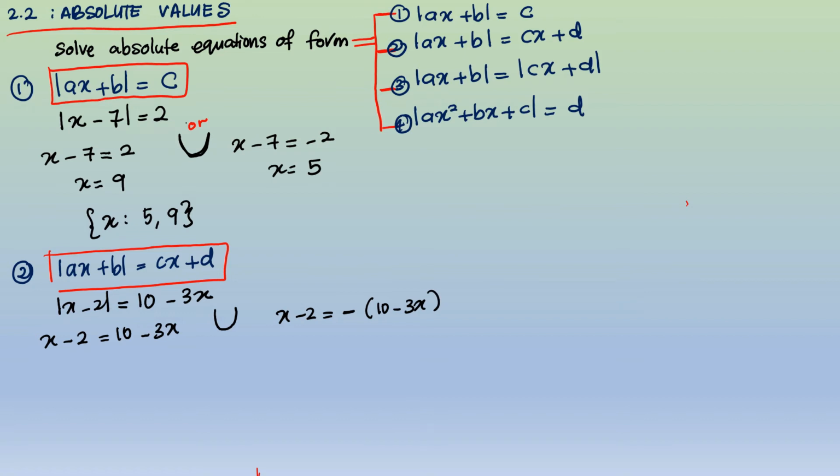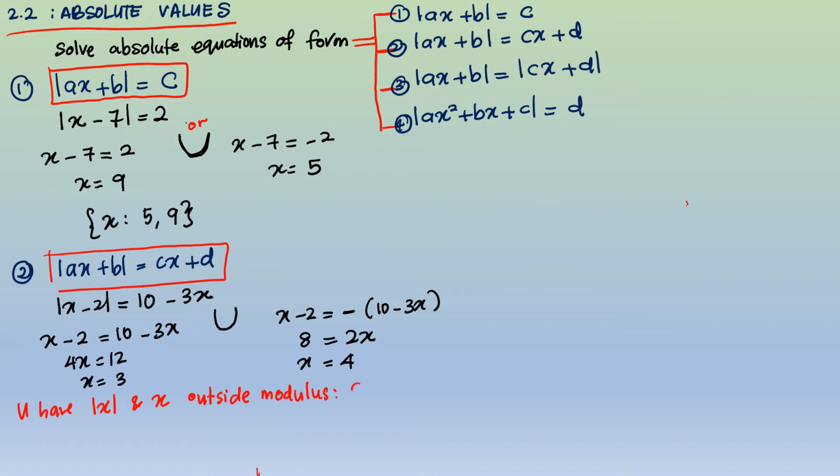Okay, let's solve for this one. We will have 4x equal to 12, so x equal to 3. Next one, we have 3x here, so it can be 2x equal to 8, sorry, x equal to 4. Alright, so here, when you have x inside the modulus and x outside the modulus, you need to check your answer.